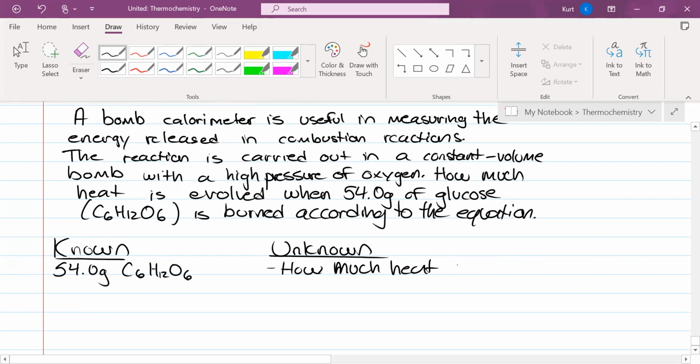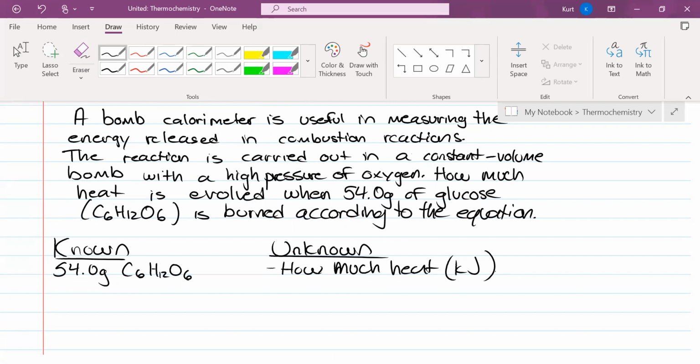I mean, we're going to say actually kilojoules on this one. If you said joules, you'll find out later it would be kilojoules. Okay, so we're trying to find kilojoules. We need to figure out how many kilojoules are produced when you burn that much sugar.